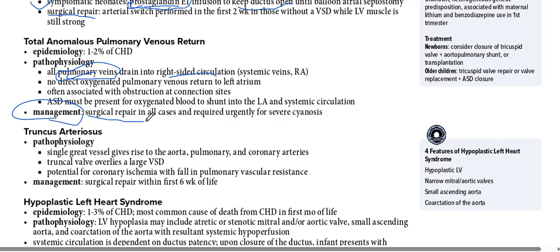Surgical repair is required in all cases, and urgently for survival, as this is a cyanotic congenital heart disease, total anomalous pulmonary venous return. So what is the management? We have to do surgical repair. That's it, that's all we need to remember.